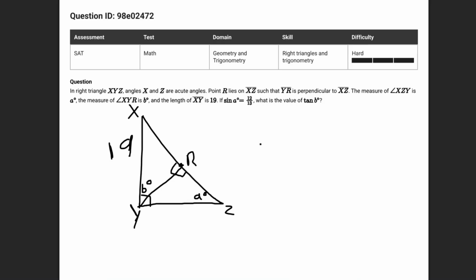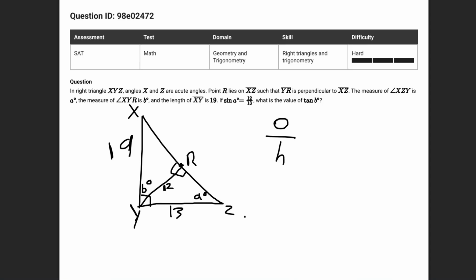So to solve this question, the first thing we can do is label more sides. Sine is opposite over hypotenuse. So if sine of A is 12 over 13, the opposite is 12 and the hypotenuse is 13. We just label the sides. Okay, we have these two sides, and then it asks, what is the value of tangent of B?